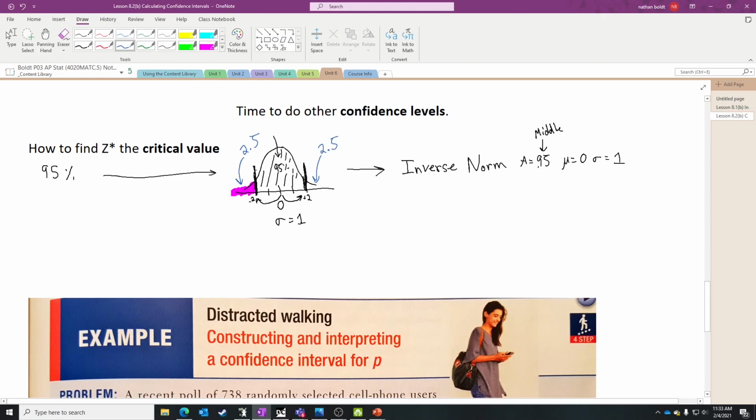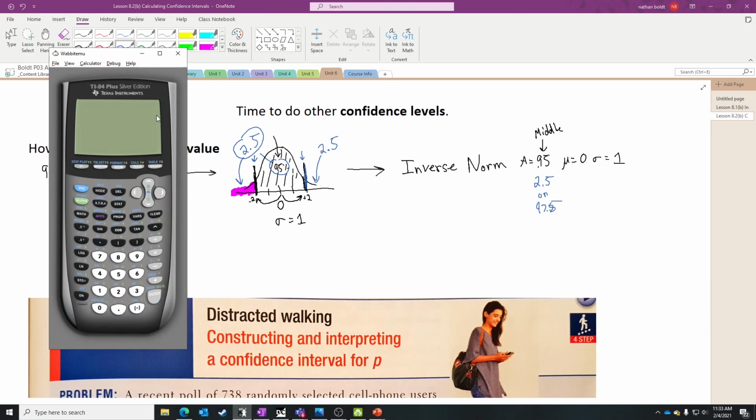Okay, so if we want this endpoint right here or this endpoint right here, we have to either use 2.5, or if you add the 2.5 plus the 95 to get this endpoint, it is 97.5. So let me show you that real quick. First on the 84, then we'll do the Casio.